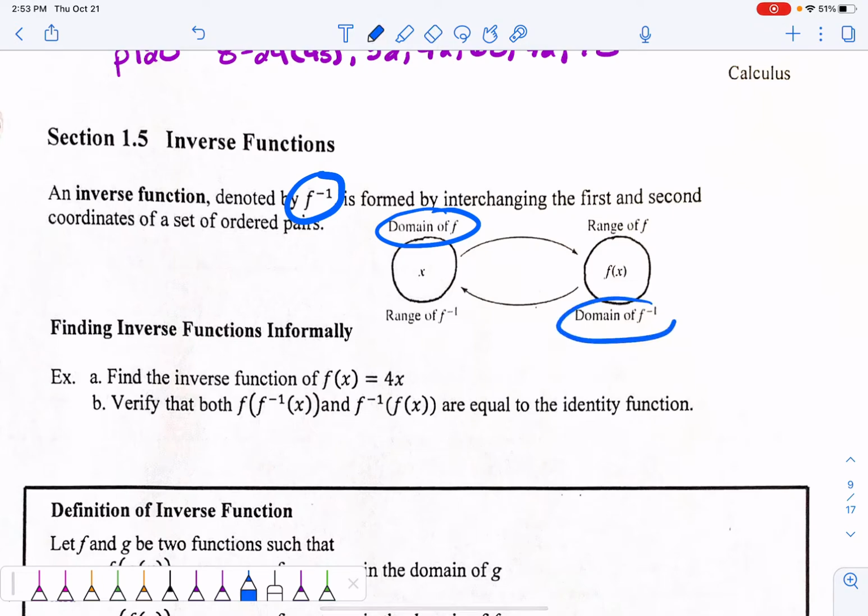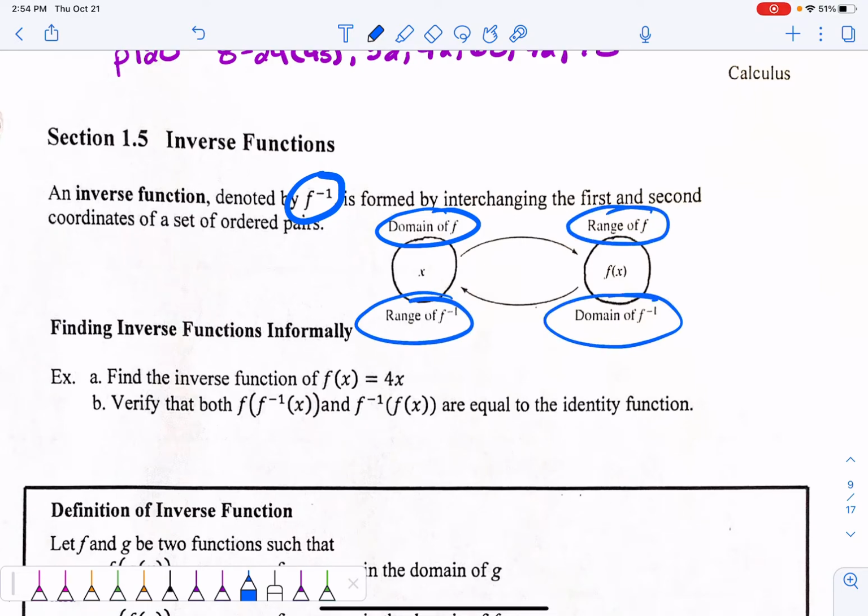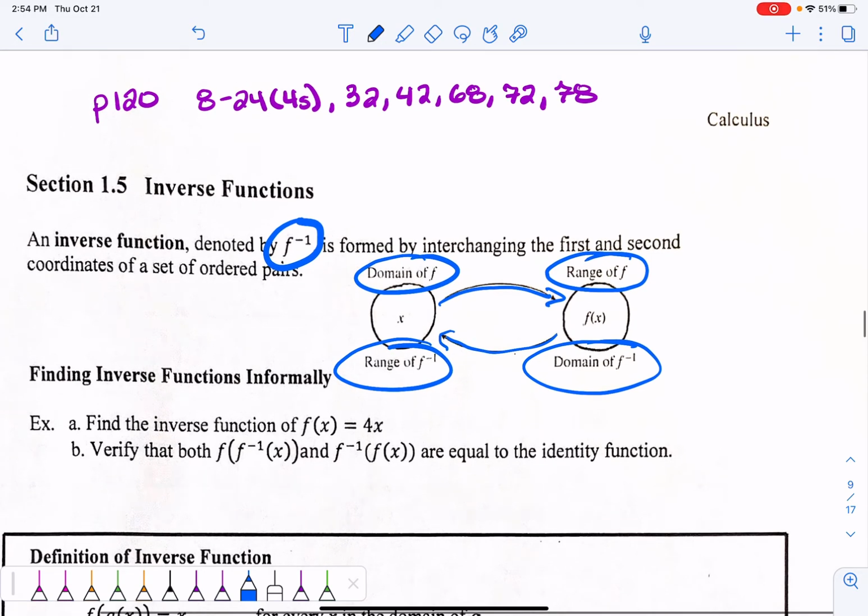or no, excuse me. The domain of a function is the range of the inverse. The range of a function is the domain of the inverse. So they swap places with each other, if you can kind of see these little arrows going on here, okay? So if that was confusing, let me show you kind of a picture of what this looks like, okay?